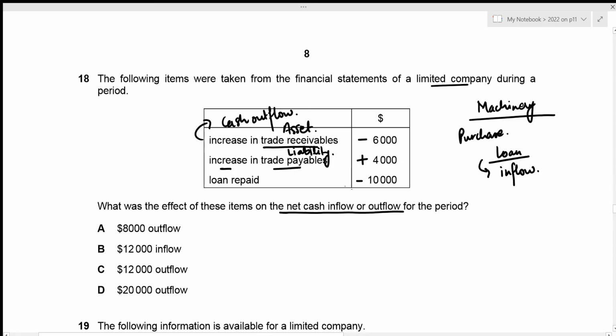Okay, so the total net cash inflow or outflow is minus 6,000 plus 4,000 minus 10,000, which results in minus 12,000. And this negative represents the outflow. So that's 12,000 outflow. This is the correct answer we're looking for, which is given in option C. This concludes question number 18. We can now move towards question number 19.